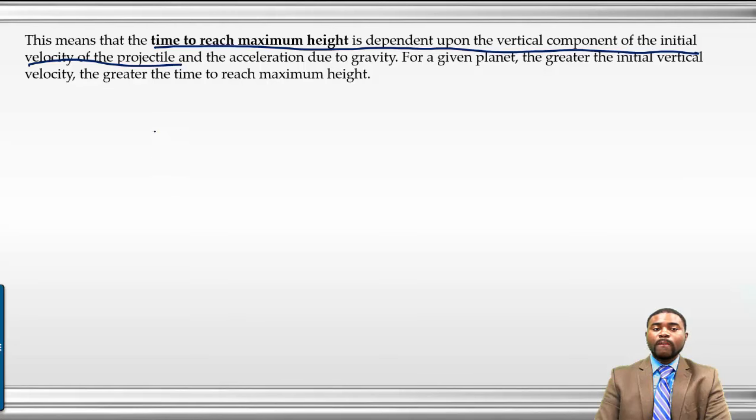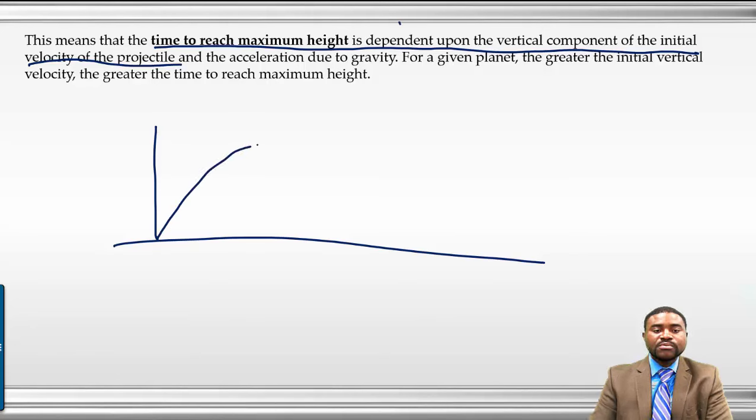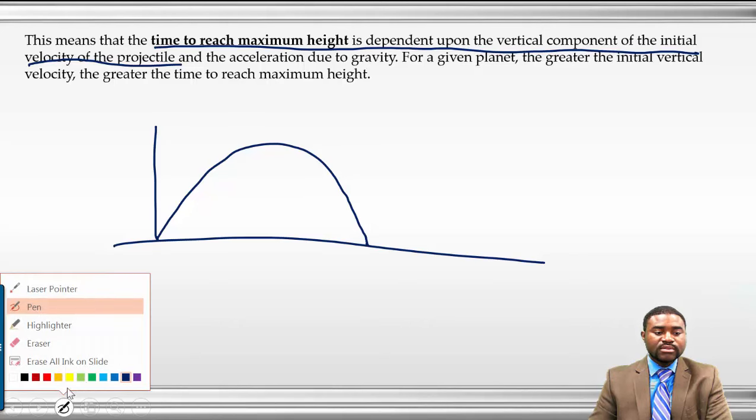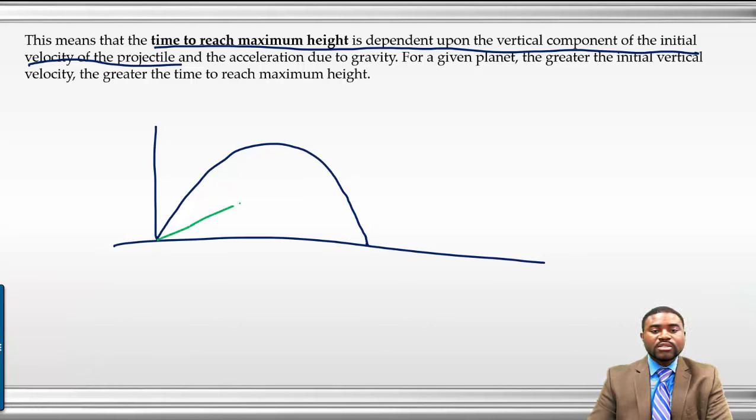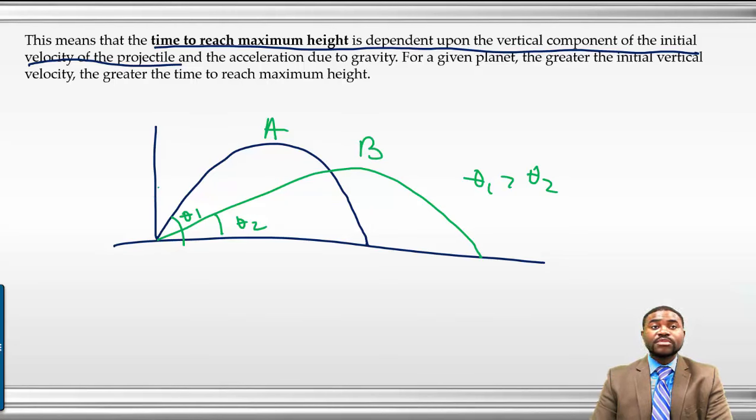For example, let me give you an example. If we have two particles projected at two different angles, this is theta 1, this is theta 2. Theta 1 is greater than theta 2. Which particle will hit the ground first, A or B, or at the same time? Which particle will hit the ground first, A or B?